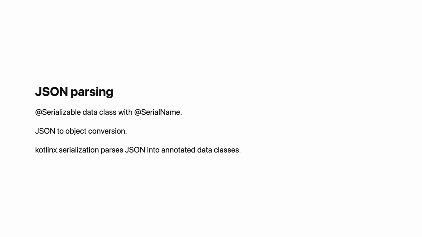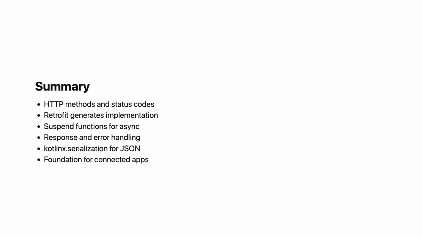Kotlinx.serialization parses JSON. Mark data classes with @Serializable. @Serializable data class User(val id: Int, val name: String). Property names map to JSON keys. Customize with @SerialName, for example @SerialName("user_name") val name: String, where the JSON key is user_name. Default values handle optional fields: val age: Int = 0, used when missing in JSON. Add the converter to Retrofit with addConverterFactory and the kotlinx.serialization converter.